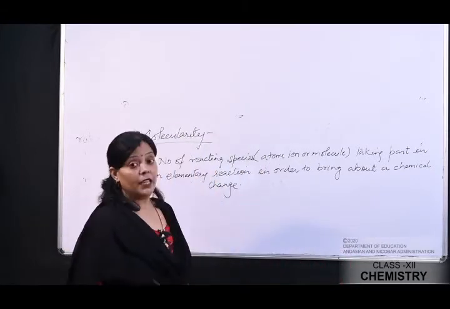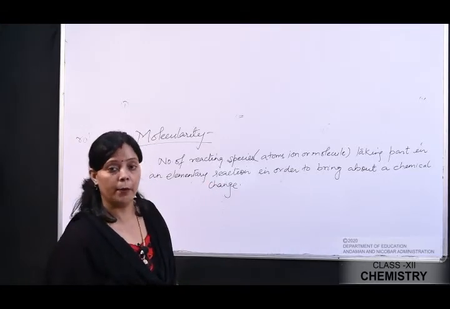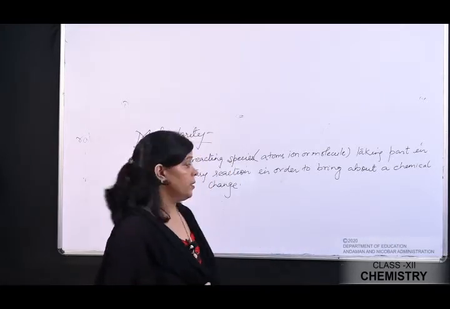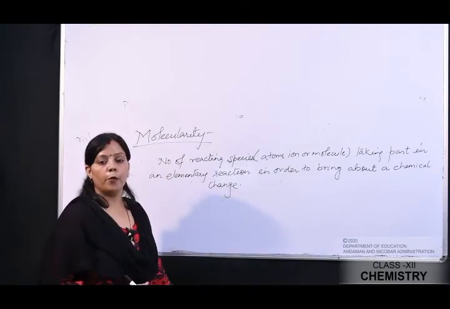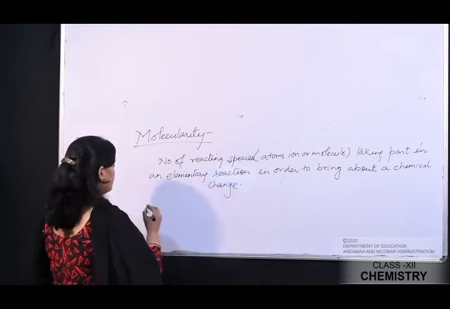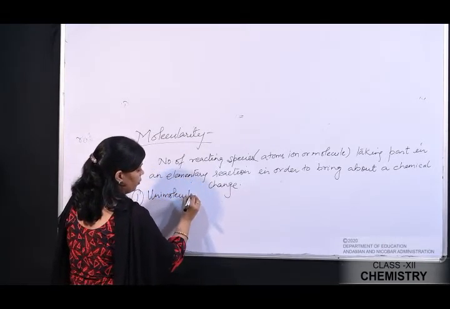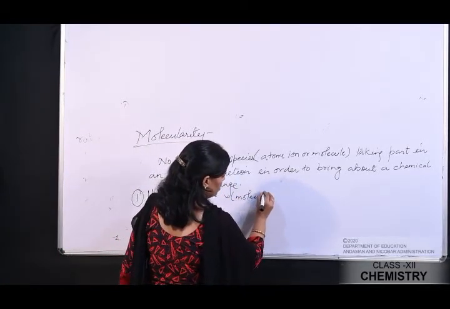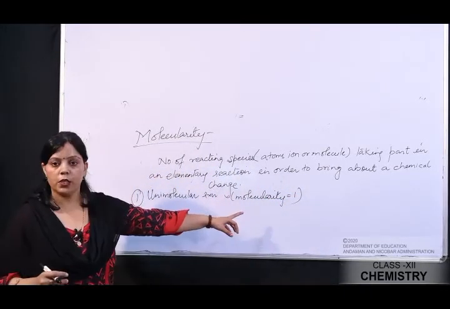So, in the case of an elementary reaction, we can calculate the molecularity of a reaction simply by the sum of the number of molecules of different reactants which are present in a balanced chemical equation. On the basis of the number of molecules taking part in the chemical reaction, the molecularity can be classified into three classes. The first one is the unimolecular reaction, when the molecularity is equal to 1.